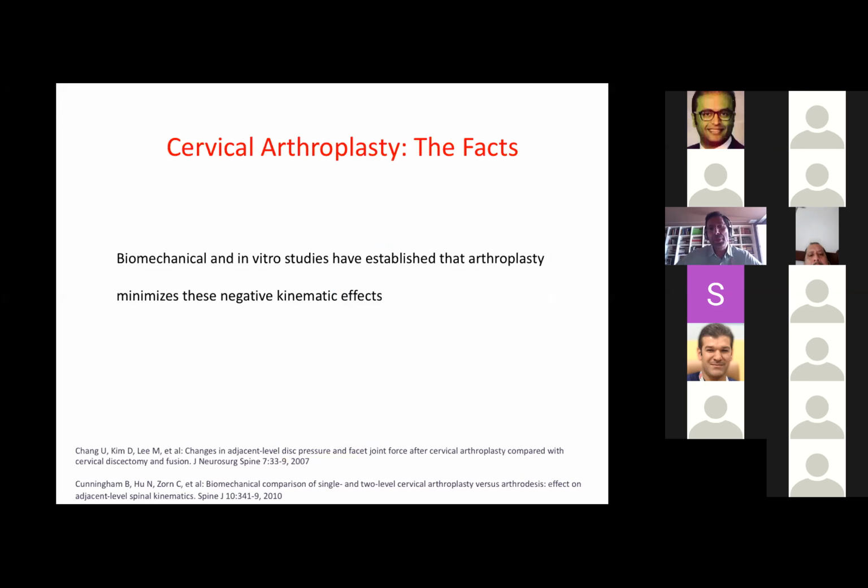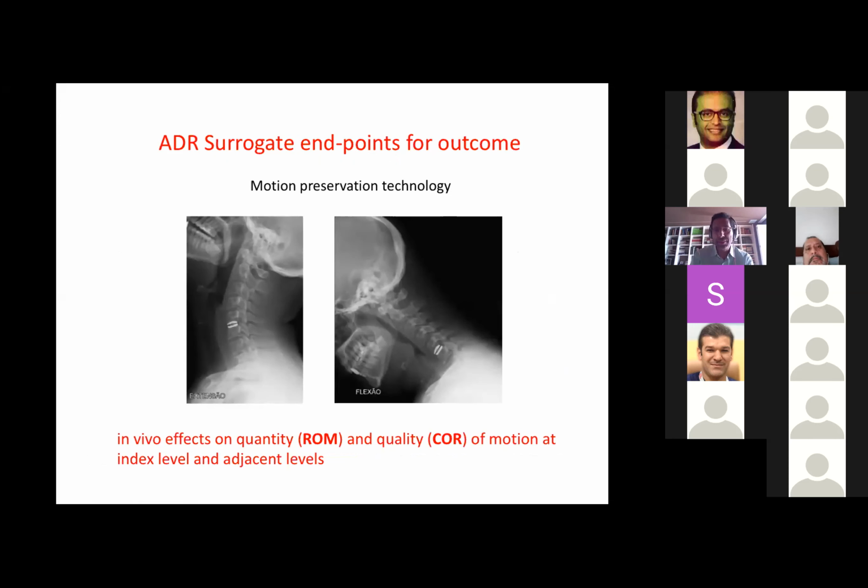Arthroplasty, many biomechanical and in vitro studies show, minimizes a lot of these negative kinematic effects. And it's very important to look at surrogate endpoints for outcome. You really need a lot of patients to show a clear superiority of TDR against ACDF. If you look at a single level, you need thousands of patients to increase the power of your study. So I think you have to look at the surrogate endpoints for outcome, like the range of motion, the quality of motion.